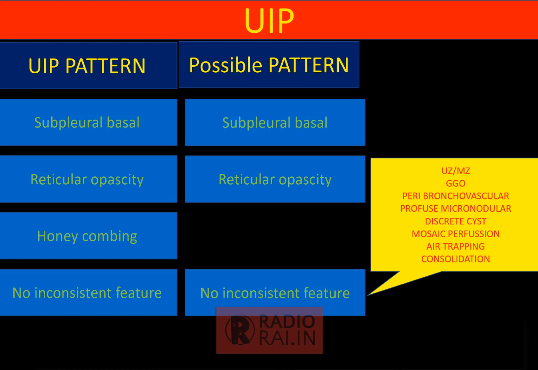So this is how we divide whether the pattern is UIP pattern, whether the pattern is possible UIP, or whether it is not a UIP. If any of these inconsistent features are present, we call it not a UIP. Now going on to the NSIP, I told the NSIP is slightly different from that of UIP, but the mortality of UIP was very high, but NSIP is much lesser compared to that of the UIP.